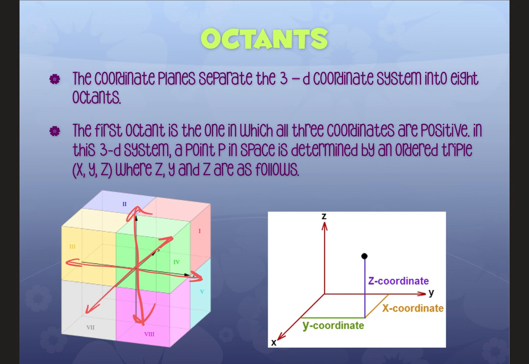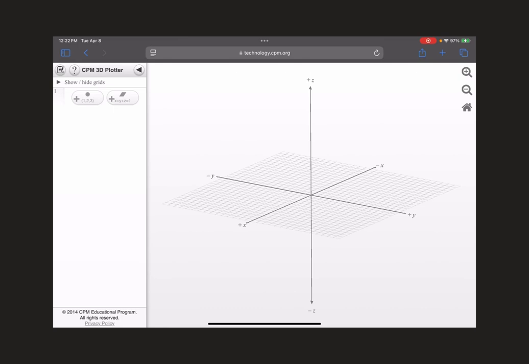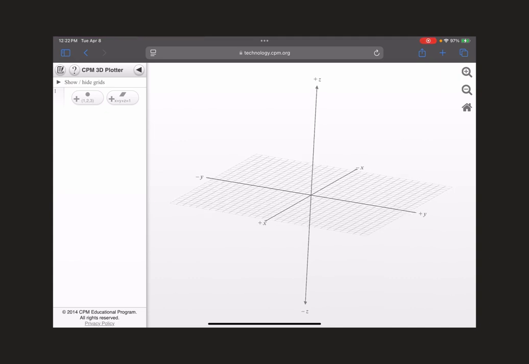So when you go to graph, you'll notice that if it's an X coordinate, it moves forward and back. A Y coordinate moves left to right, and your Z coordinate moves up and down. All right, so you can kind of see a three-dimensional grid on this. The X runs forward and back, the Y runs right to left, and the Z up and down. So the forward is the positive X, the right is your positive Y, the top is your positive Z.